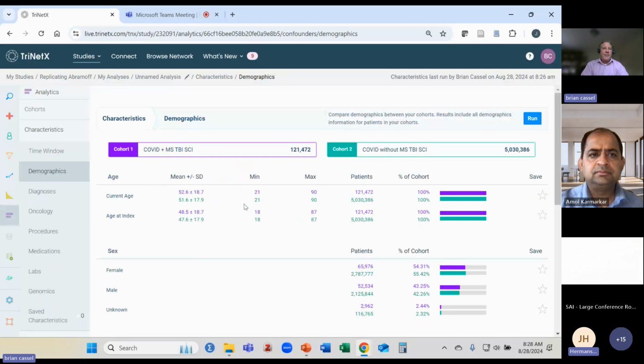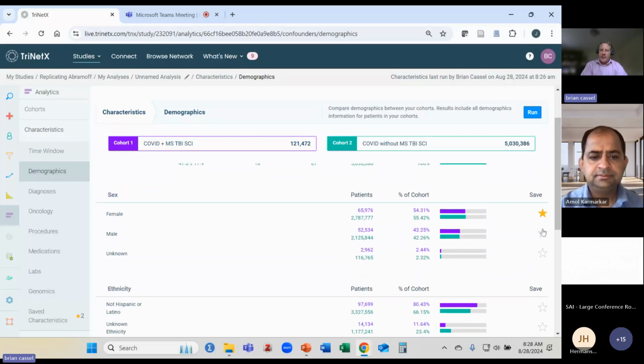So the next step, it started to prepare the data for my balancing. Now I need to tell it which characteristics in that baseline time window I'm going to look at to balance the cohorts. Demographics are easy. I could do current age or age at index or both. I'm going to do age at index. The way to tell TriNetX which characteristics I want it to use is to click the star.